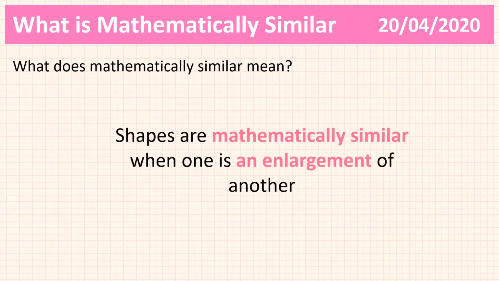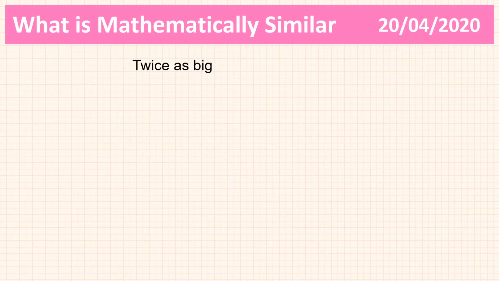So mathematically similar shapes are when one is an enlargement of the other. And it doesn't matter which way around it is, as long as one is an enlargement of the other, those shapes are similar. So let's have a look at this in practice. So this is a wonderful slide that I've taken from Don Stewart. I think it was really useful.